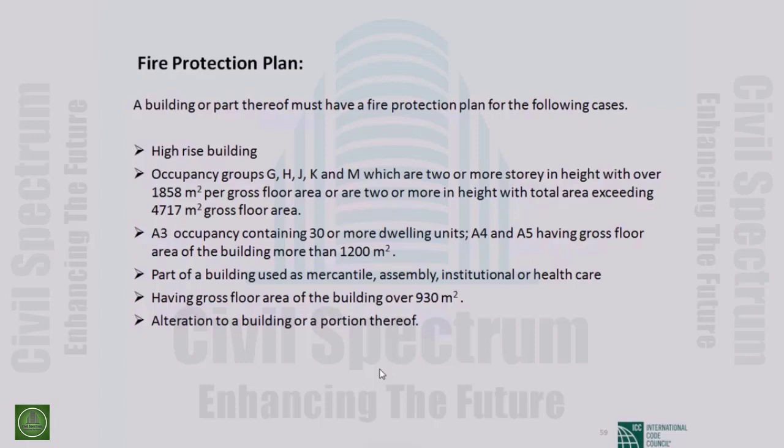A3 occupancy containing 330 or more dwelling units, A4, A5 having gross floor area of the building more than a certain area. Part of a building used as a mercantile, assembly, station or healthcare, you need no fire protection plan, but if you have more than that area, you need a fire protection plan. Having gross floor area of the building over 330 square meters, you need a fire protection plan. Whenever you alter a building or a partition thereof, you need a fire protection plan for the following cases.